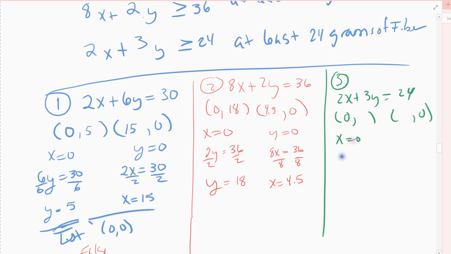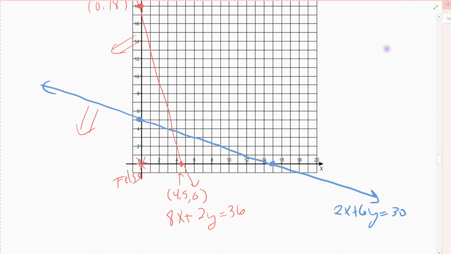So x equals 0. I've got 3y equals 24, divided by 3, so y equals 8. And then y equals 0, I get 2x equals 24. So x equals 12. Alright, so for my third line, 0, 8 and 12, 0 puts me there.